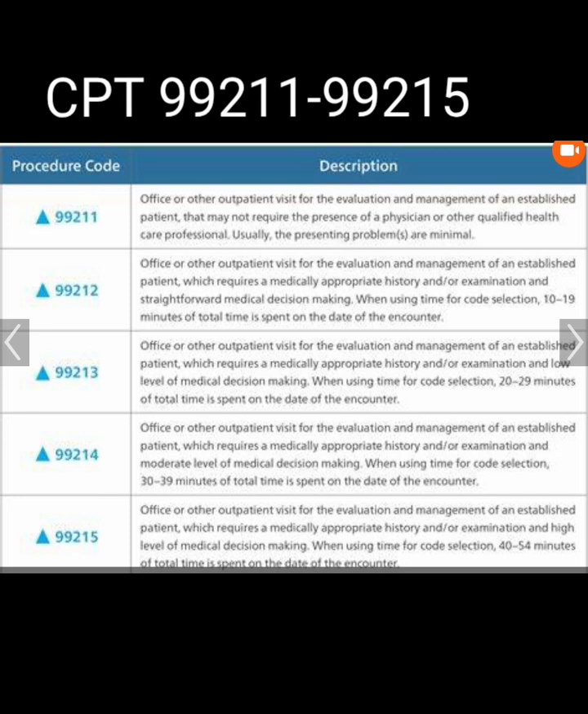So the time-based option would be 40 to 54 minutes. It is a high-risk decision, multiple complex problems, or significant risk of morbidity. So this is a high risk. An example might be a patient that has bipolar disorder with recent mania, active suicidal ideations. You might have to review multiple medications, and there might even be a potential hospitalization considered.